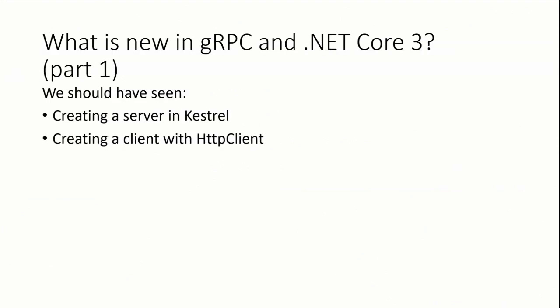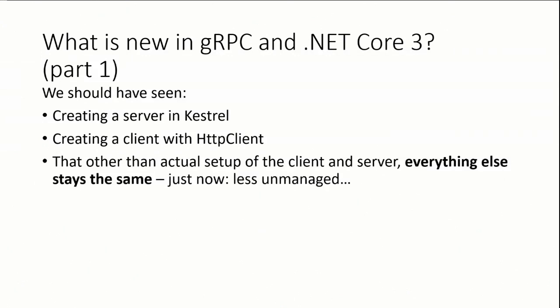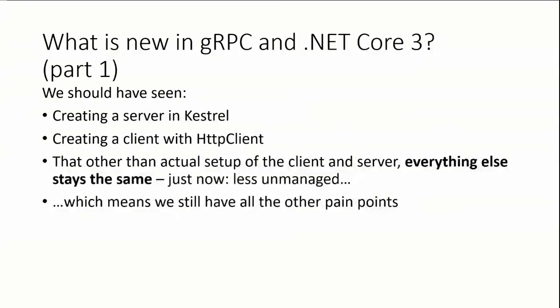So what we should have seen: setting up a server in Kestrel, yes. Setting up a client with HTTP client. Everything else stayed the same. The only thing is less unmanaged code. In that build, like I say, that did ship the native binary just because of how the references are at the moment. They're fixing that for the next build, I think. But because everything stayed the same, a lot of the other problems that I have with it are still there. Excuse me.